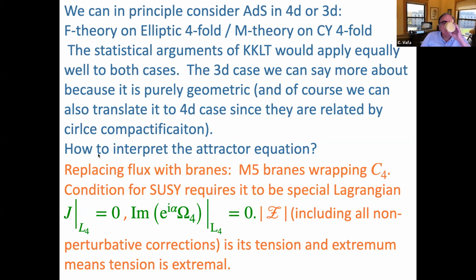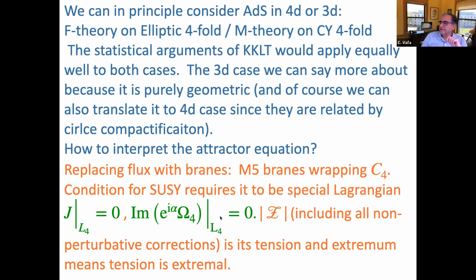Now, how do we interpret the attractor equation? Just like the usual attractor equation, we always have to think about what gives rise to this flux. If you take M5 branes wrapping a 4-cycle in the M theory context, the condition for supersymmetry requires it to be special Lagrangian. Namely, if you take an M5 brane wrapped around a Lagrangian submanifold, for which the Kähler form restricted to it is 0, and if you also insist that the imaginary part of the holomorphic 4-form, with a suitable choice of overall phase, is 0, then this is a special Lagrangian submanifold, and it preserves half the supersymmetry.